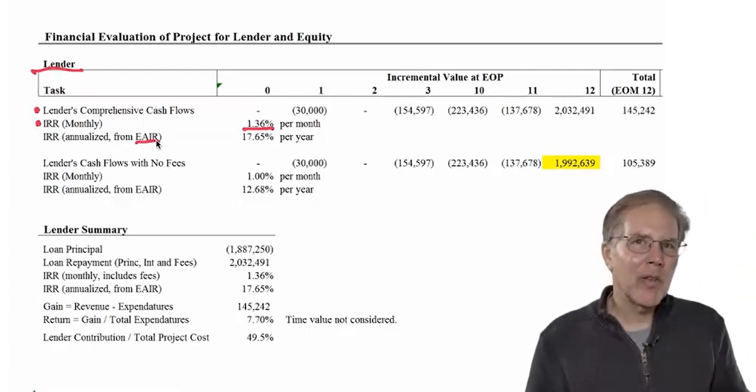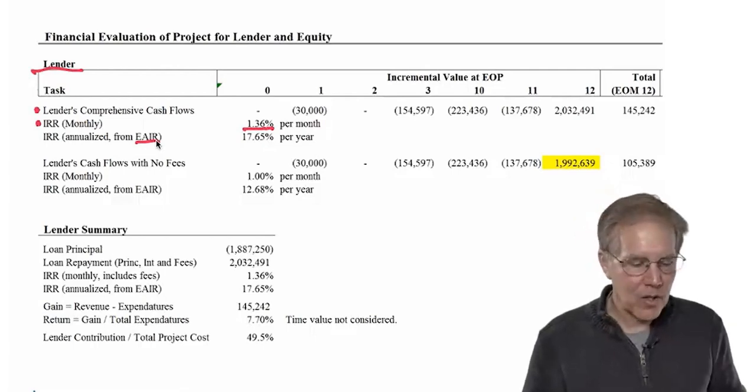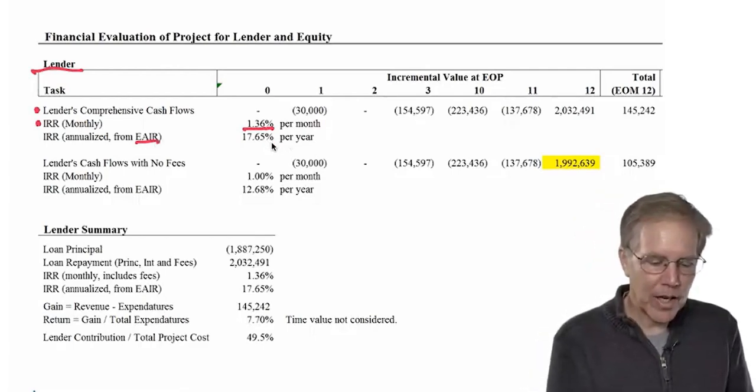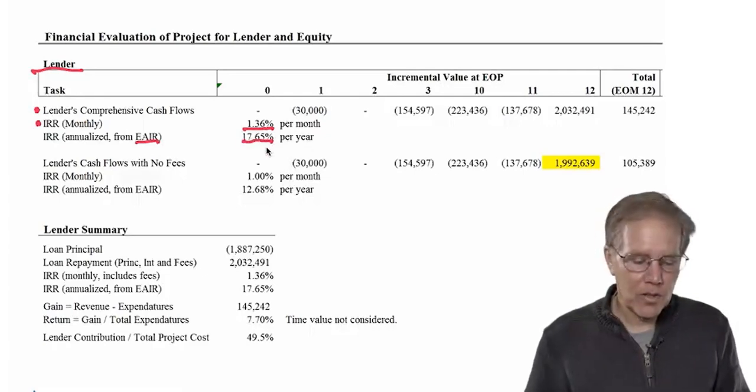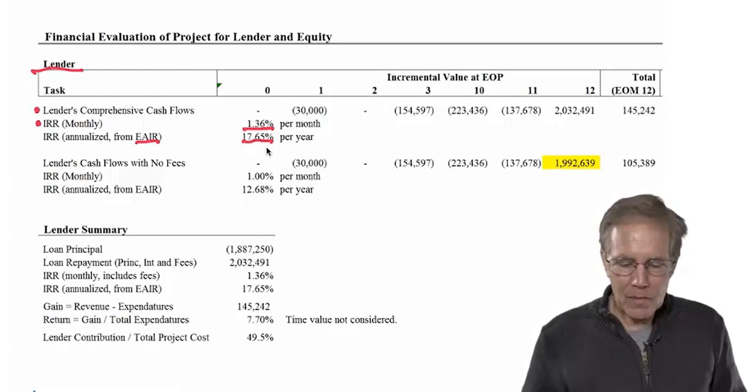1.36%, most people don't think in monthly terms, so we want to translate that to annual. So their internal rate of return annually from the EAIR formula is almost 18%. That's pretty good for a construction loan, and that's nice.